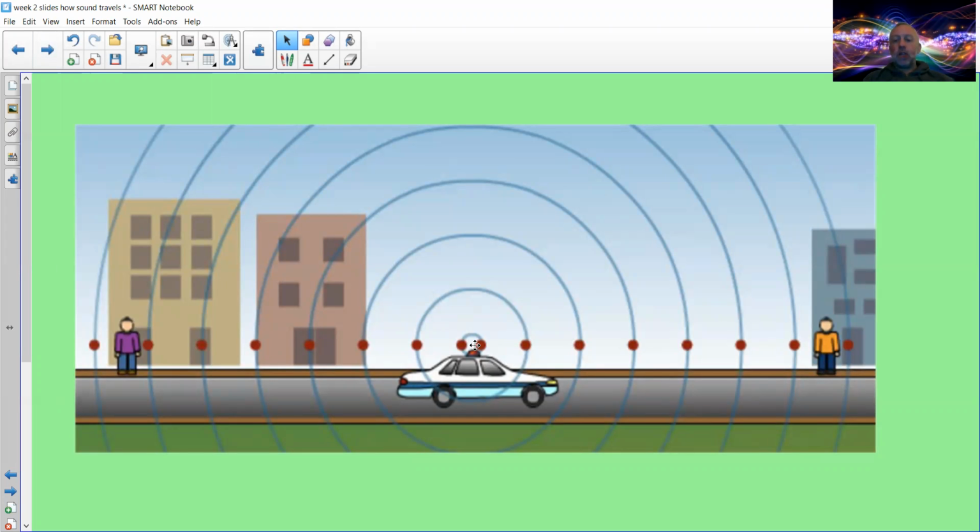So we've got here a police car with its siren blaring. And if you're standing here, you can hear it. And if you're standing there, you can hear it. And if you're standing up there on that building or in the air, you'll be able to hear it there, because sound travels in all directions. It doesn't just go in one way, does it?